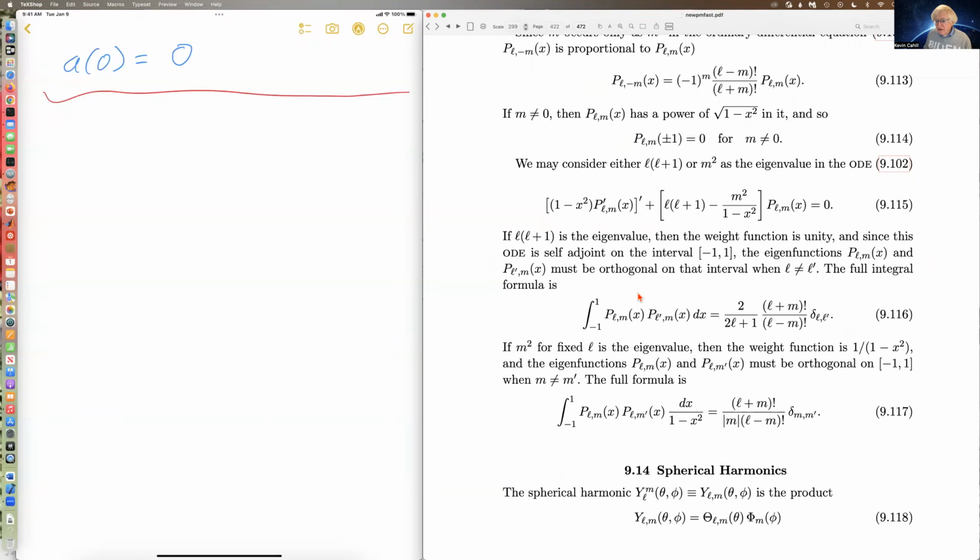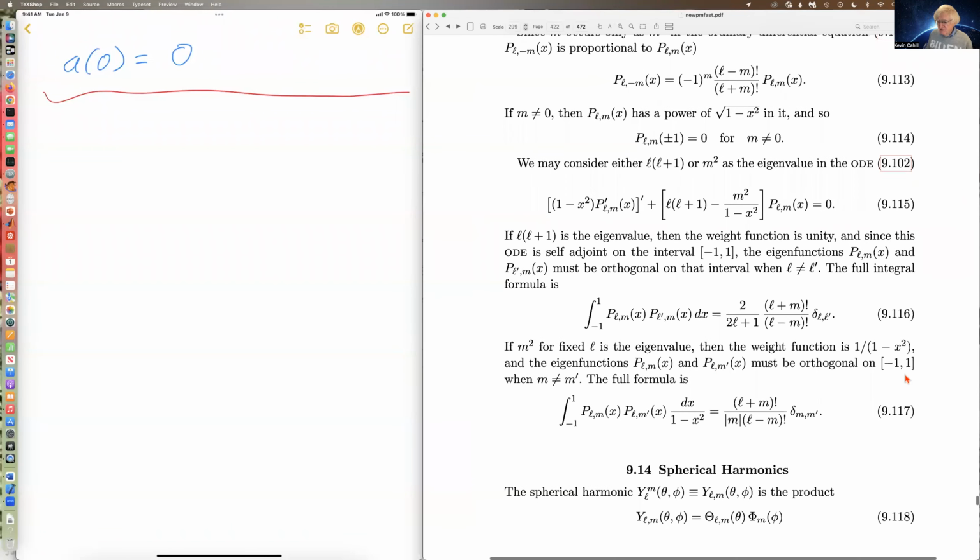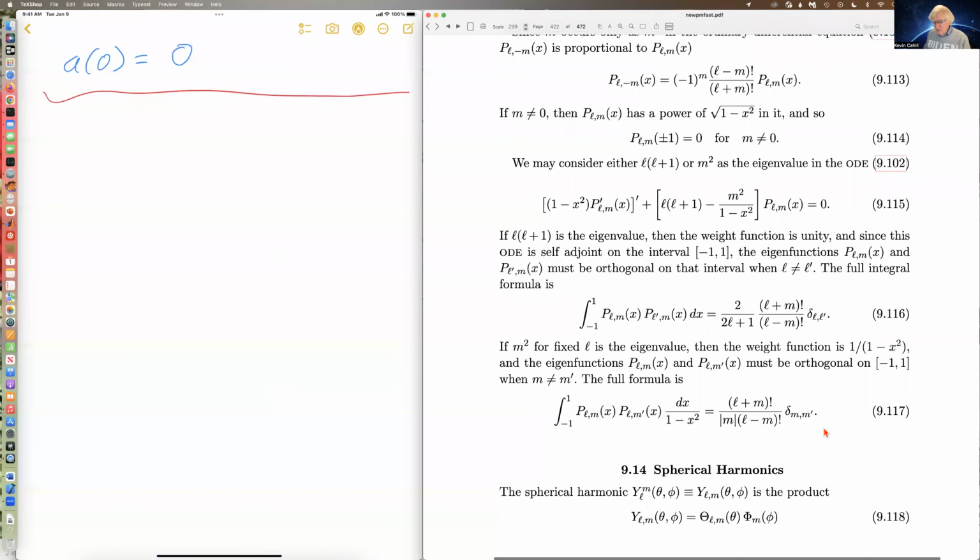On the other hand, if we take m squared to be the eigenvalue, then the weight function is 1 over 1 minus x squared. And the eigenfunctions for fixed L and different m must be orthogonal on -1 to 1. And then the formula is this way. So over here, you have fixed m, different L, and down here you have fixed L, different m.